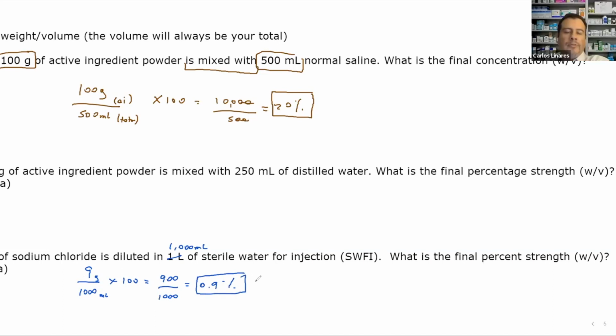Great. So you just made normal saline, which is an isotonic solution that is used for IVs. You just made that.